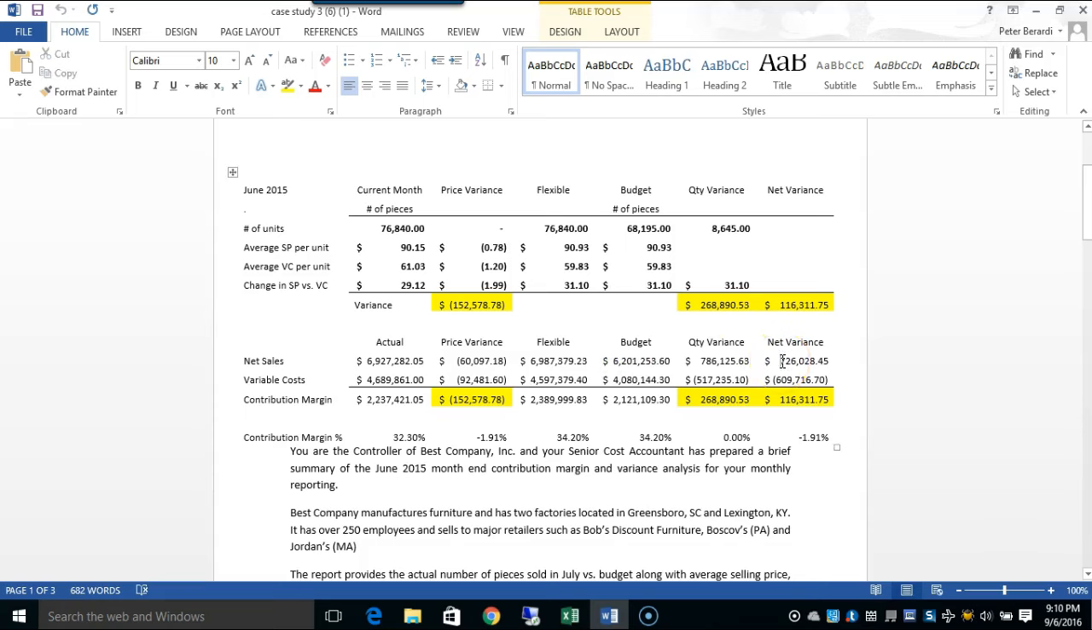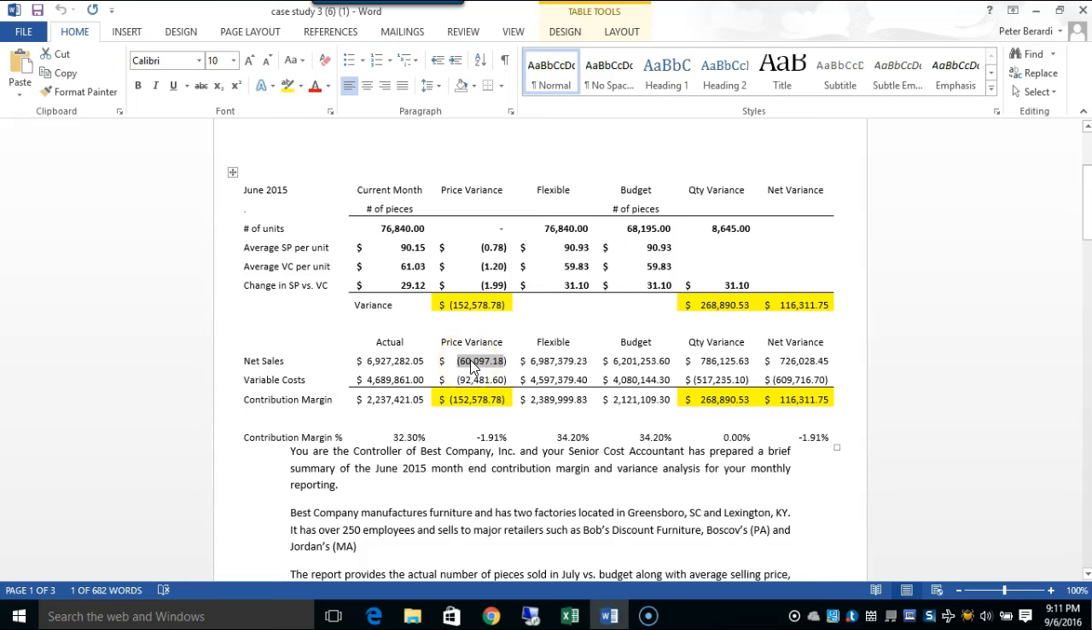And then from there, you want to explain the components of this variance. You might say something like the net variance of 726 is due to a favorable quantity variance of 786,125 and an unfavorable price variance of 60,097. Then what I want you to do is drill down into the components.